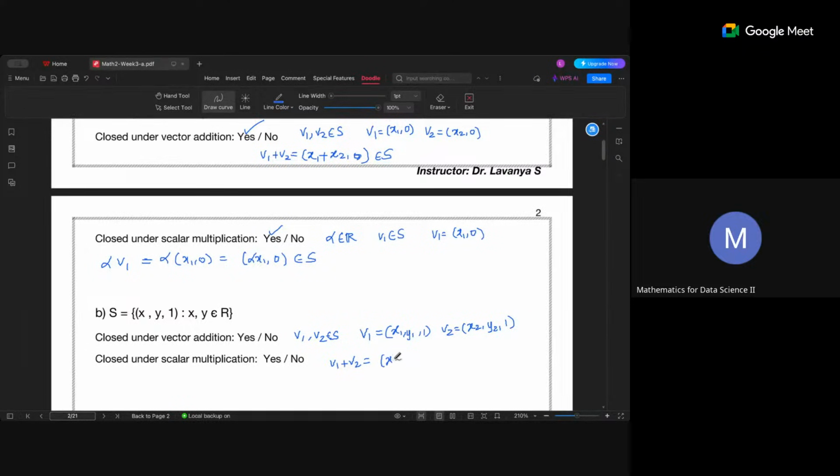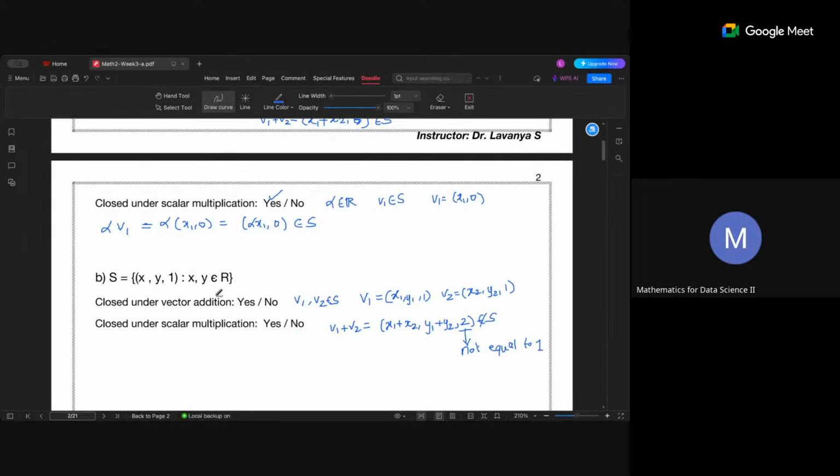It is x1 plus x2, comma y1 plus y2, comma 2. Is this there in the set? No. This does not belong to S because this entry is not equal to 1. Because in S, for all the vectors in S, the last entry should be 1. But here it is not equal to 1. So this cannot be in S.